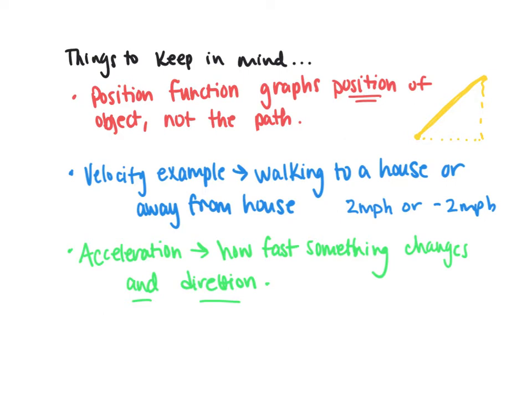An example of velocity is walking to a house or away from a house. So again, if your house is here, if you walk towards the house, it would be positive. If you walk away, it would be negative. And acceleration is how fast something changes, and the direction. So if it is accelerating, it speeds up in a positive direction, but decelerating speeds up in a negative direction. So we have direction with that.